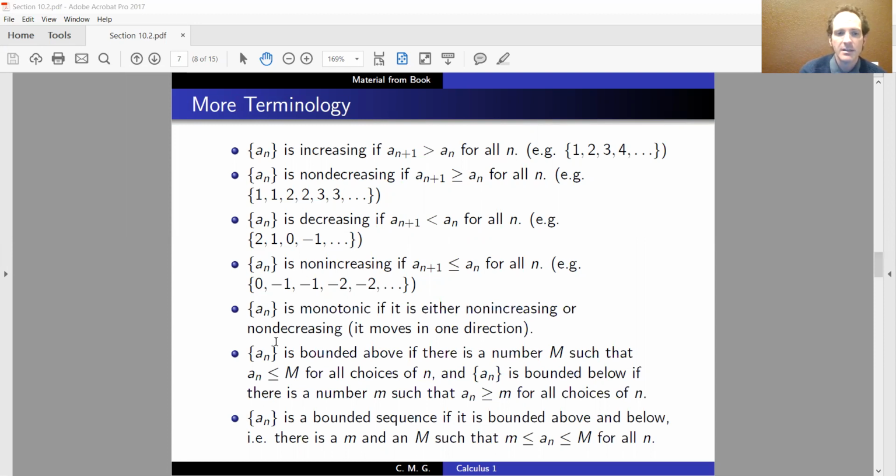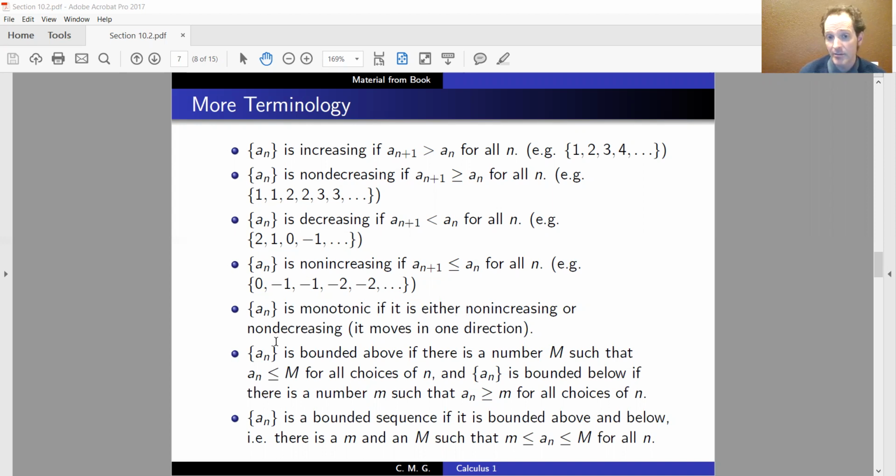A sequence is bounded above if there's a big number so that all of the values of your sequence are less than that number for all choices of n. So in particular, if you have, say, a decreasing sequence, it is bounded above by the first term in your sequence. So in the situation 2, 1, 0, -1, this is bounded above by 2. So 2 is the upper bound of this thing.